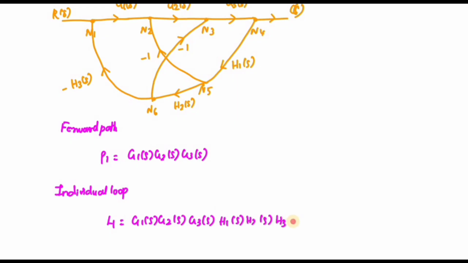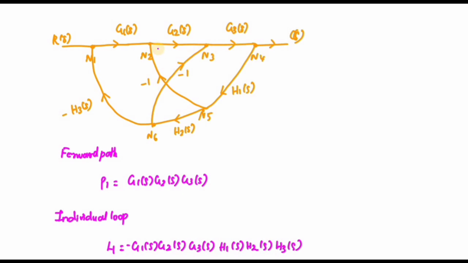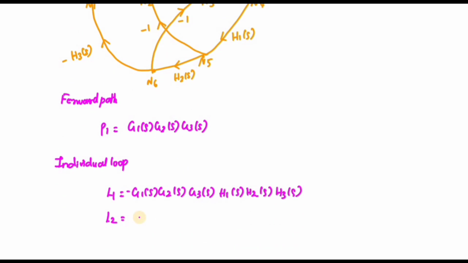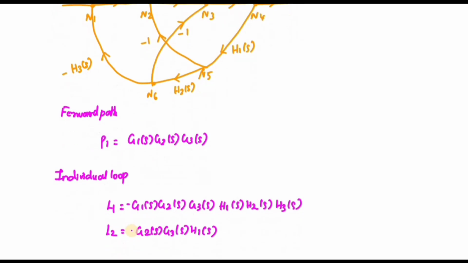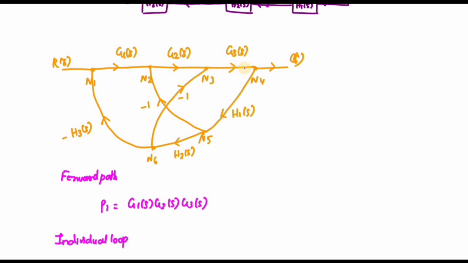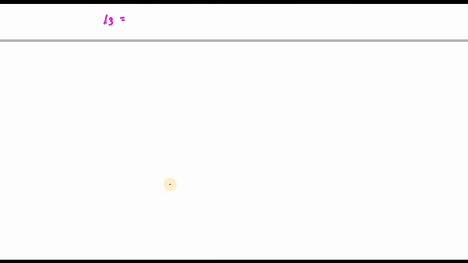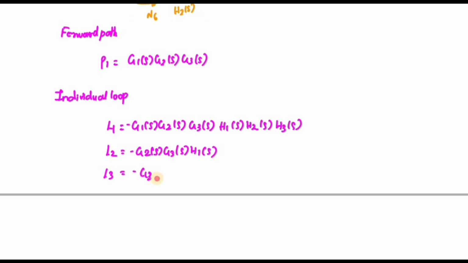Okay. So for another individual loop, I'm going to take this one as N2 to N4, then N5, and then N2. Okay. So G2 of S, G3 of S, H1 of S, then minus, right? Then L3. So another loop is N3 to N4 to N6 and N3. So again it is minus G3 of S, H1 of S, H2 of S. Okay.